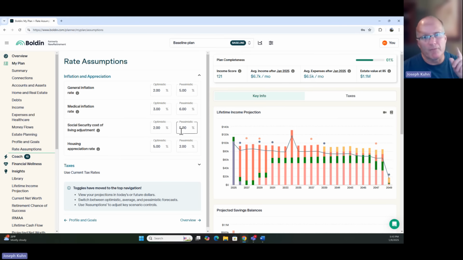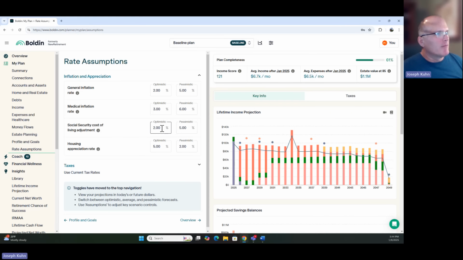Social Security, here's a very common error. This is your Social Security payment. I have optimistic at 2% and pessimistic at 5. You may look at that and say, Joe, optimistic is my Social Security going up, so I want that at 5%, and pessimistic if I only get a 2% increase.